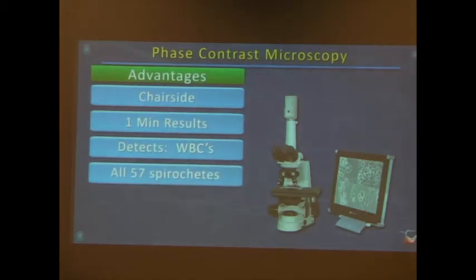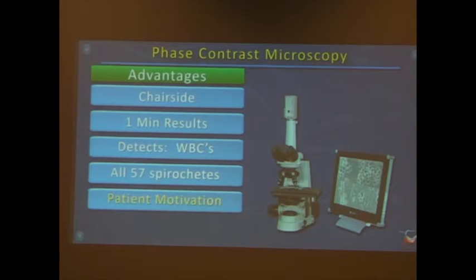It detects not just Treponema denticola, but all 57 known species of spirochetes, because you can observe singletons with a microscope, whereas with, for instance, a DNA test, you have to have about 10,000 organisms before you reach the minimum detection point. Patient motivation. How many of you already have microscopes in the audience?